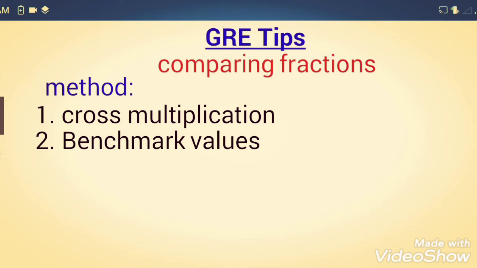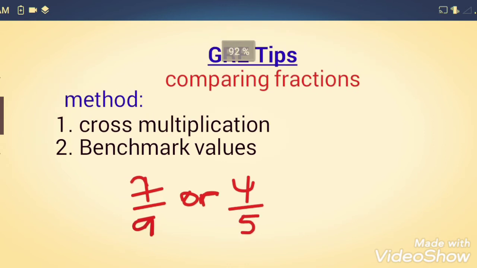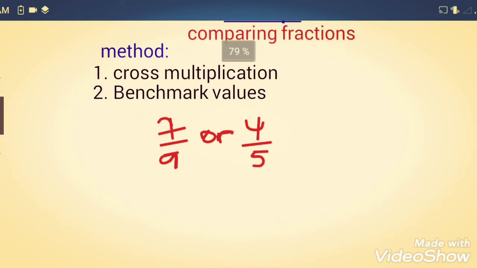We use cross multiplication when you are comparing fractions with smaller numbers. Let's say you have 7/9 or 4/5. When you have fractions like this that involve small numbers, you can use cross multiplication.